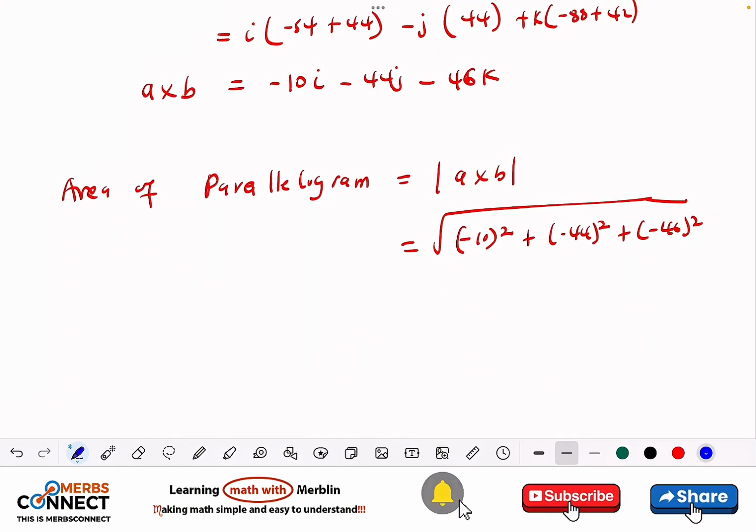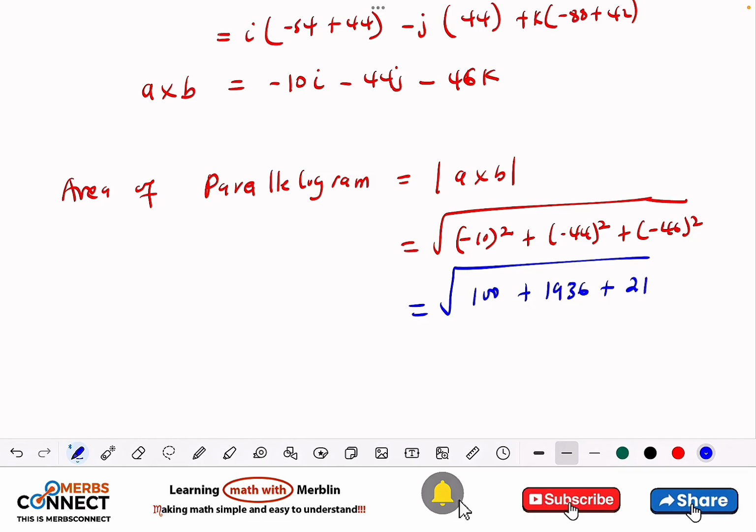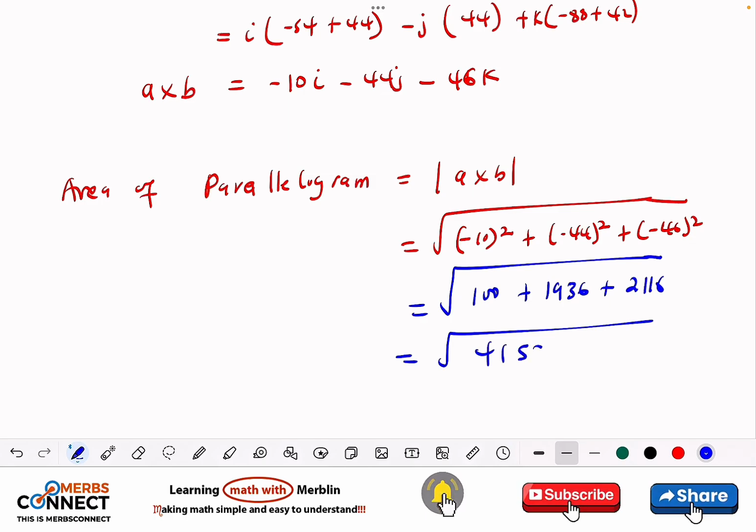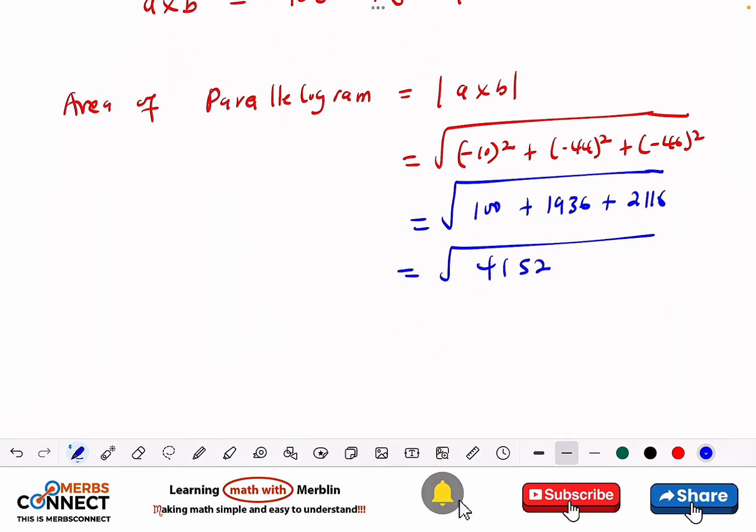So what is 10 squared? This should give us 100, plus 44 squared should give us 1936, and then 46 squared should give us 2116. Add everything and we should get something like 4152, and then in decimal places we are going to have 64.44 square units.